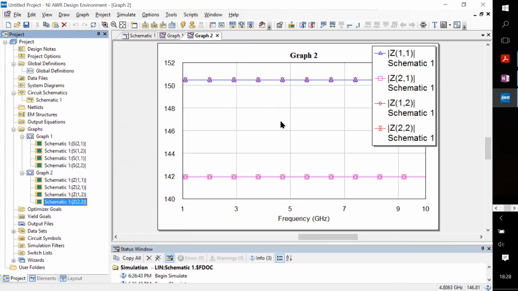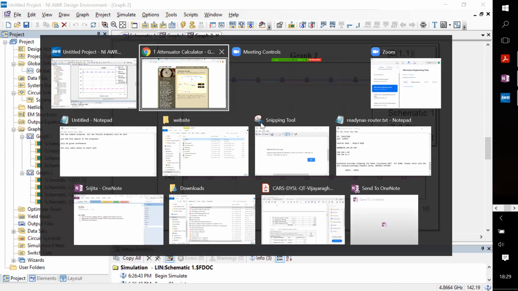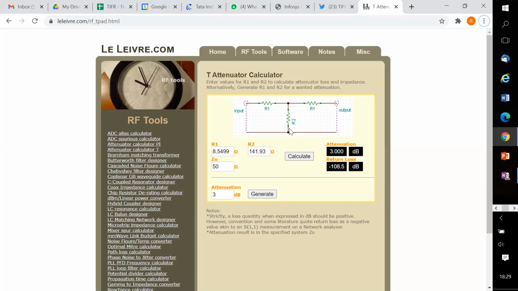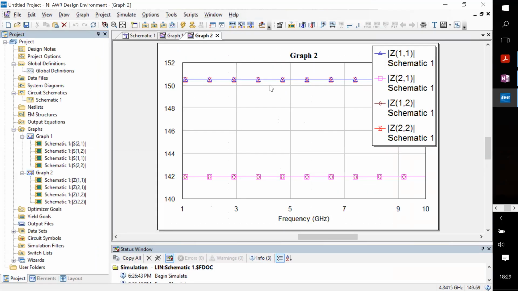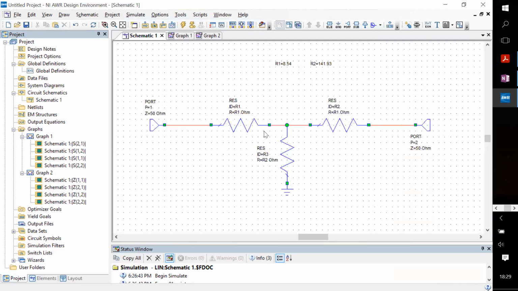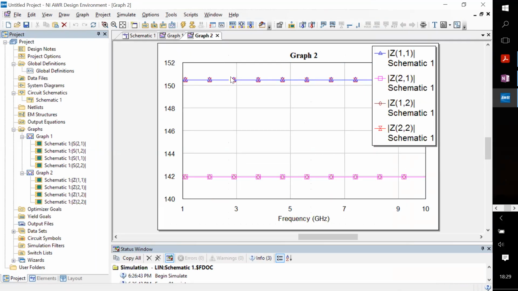Okay, so the Z21 is the pink one and Z12 is the brown one, so they are same, and it's 141.93, which is what we had said, that the transfer one, this is equal to this parallel value, and we had entered 141.93, so that's come out exactly that. And this is the sum of the two resistors. So it's 141.93 plus 8.54, which is about 150 something, right? So this is matching. So the matrix element definition is as is.